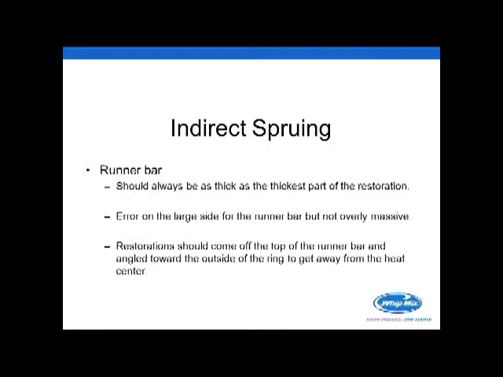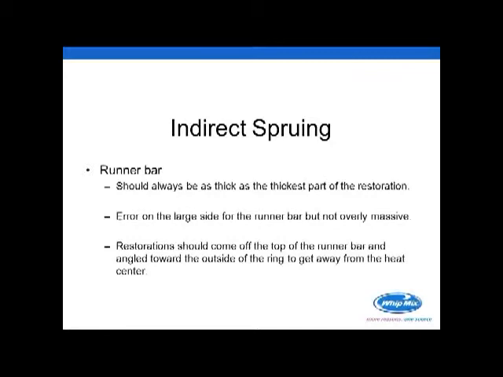All right, now some tips on the indirect spruing. Runner bars should always be as thick as the thickest part of the restoration. Runner bars do come in various sizes, and so you don't want to over or underkill that runner bar. Make sure it's appropriate. And you want to err, if you do, on the large side for the runner bar, but you don't want to be overly massive.